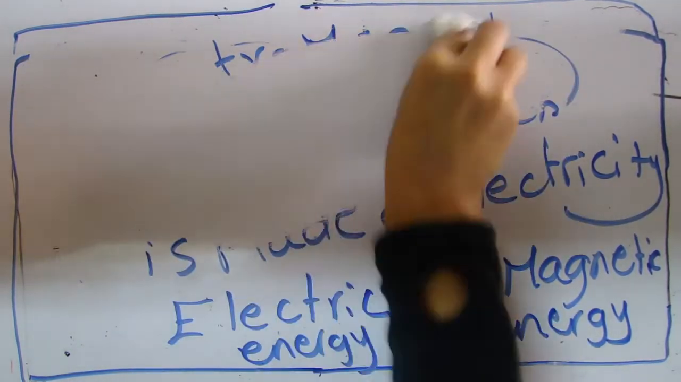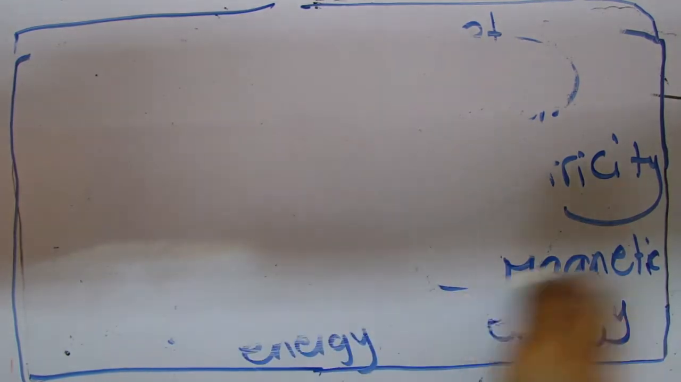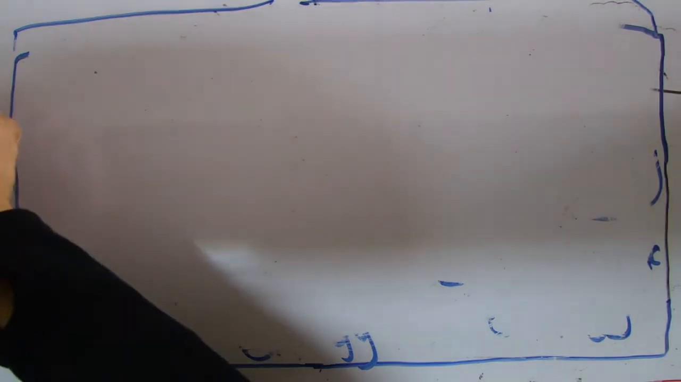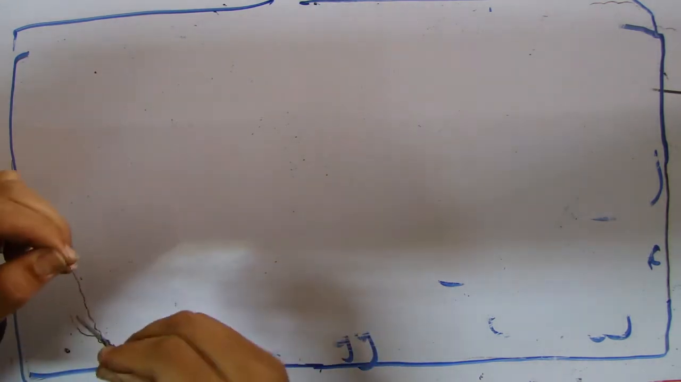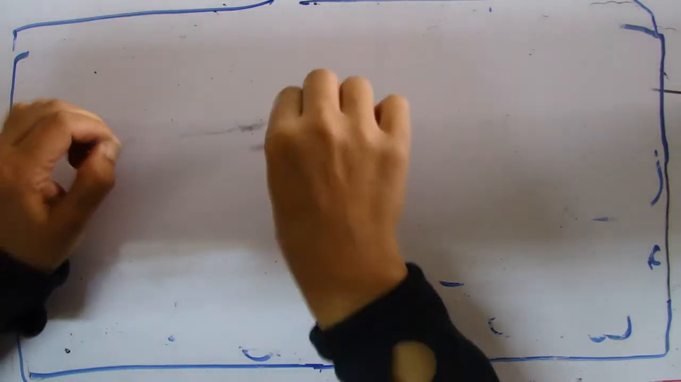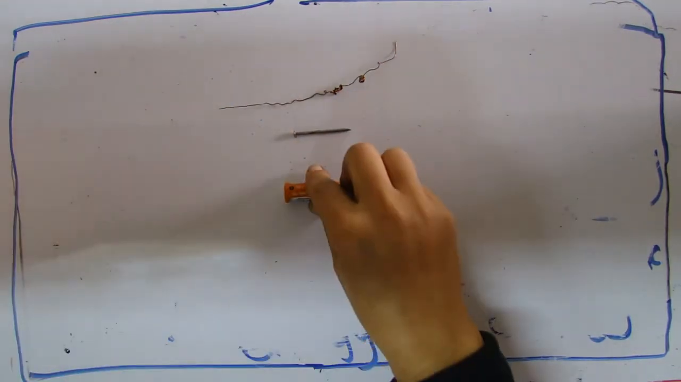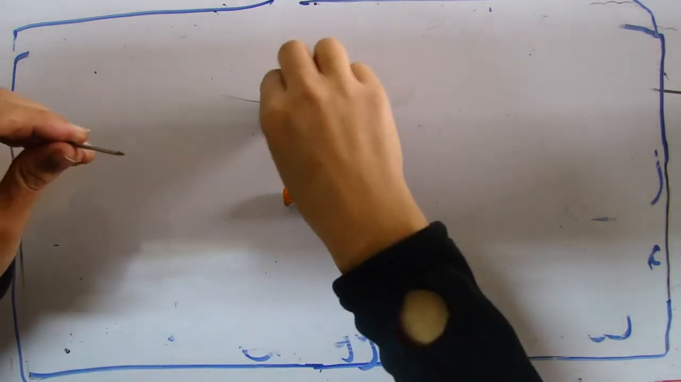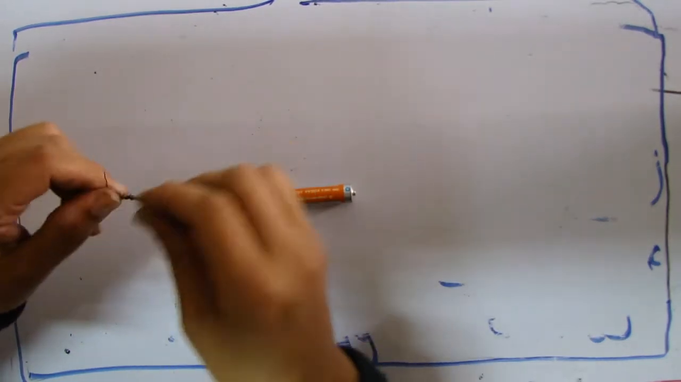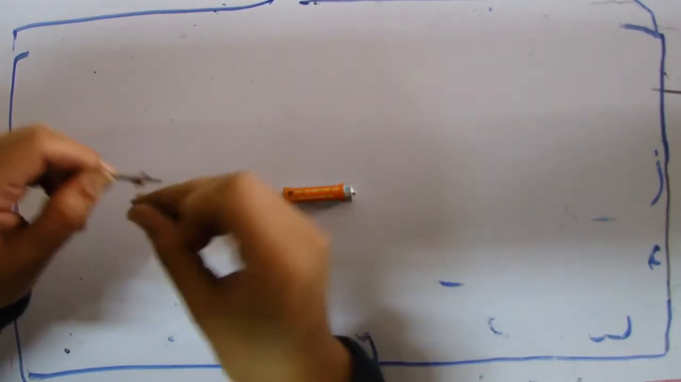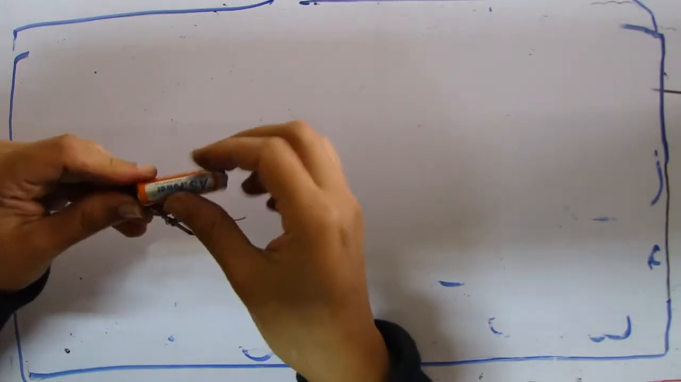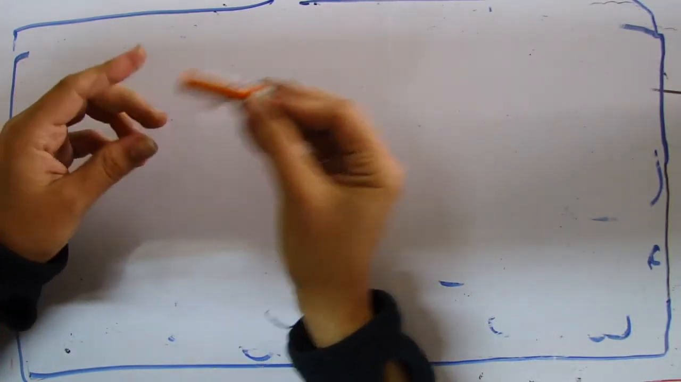When I ask you what is the structure of the electromagnet, the electromagnet consists of copper wire, the wrought iron nail, and the battery. When I put the copper wire around the wrought iron nail and connect the two sides to the battery, it becomes an electromagnet.